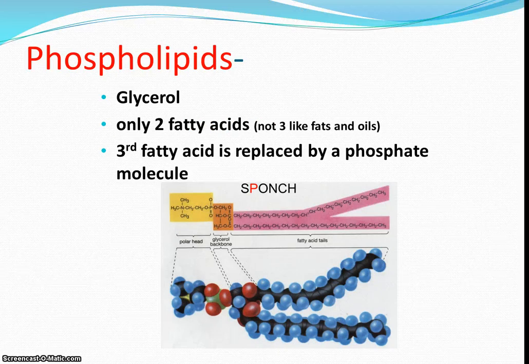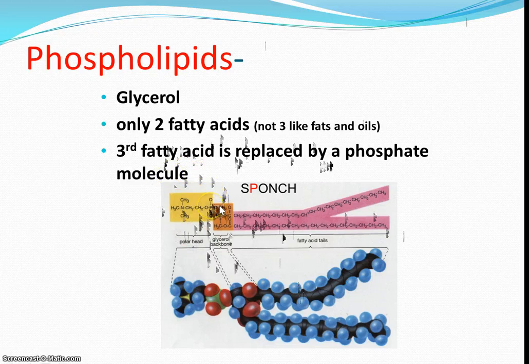Now, this modified triglyceride is called a phospholipid, and this is what your cell membranes are made out of. Instead of having the 3 normal fatty acids that we looked at, the third fatty acid is replaced by a phosphate molecule, which is just a phosphate with some other stuff on it. Now, this causes the entire molecule to have parts that are nonpolar, which would be the fatty acids, and a part that is polar, because phosphate is actually very charged.